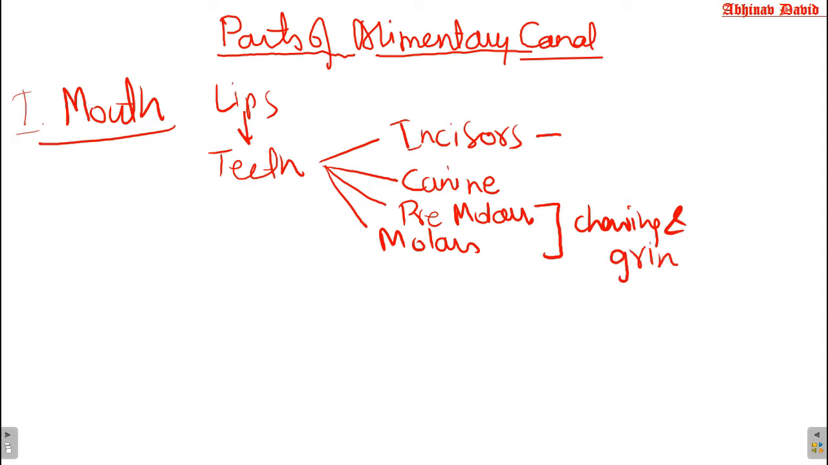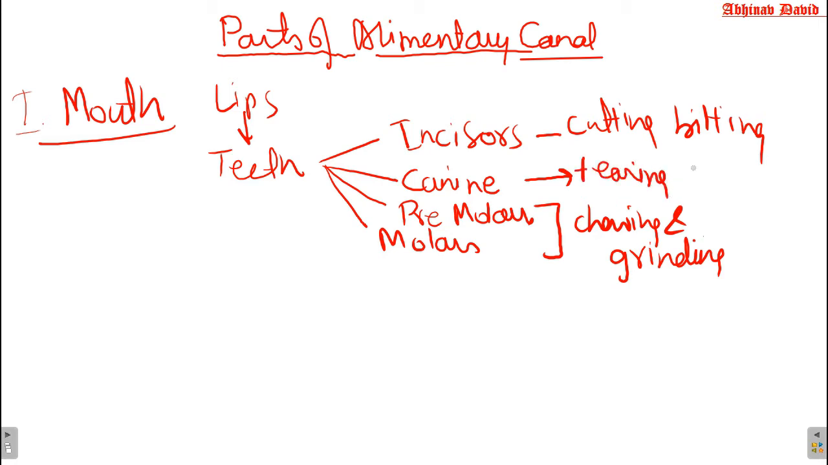Grinding the food. Okay, and these incisors help in cutting and biting. These are the front teeth. And canines are sharp pointed teeth, and they help in tearing the flesh. You can see the carnivores having sharp pointed teeth on their sides. These are actually canines. They help in tearing the flesh.